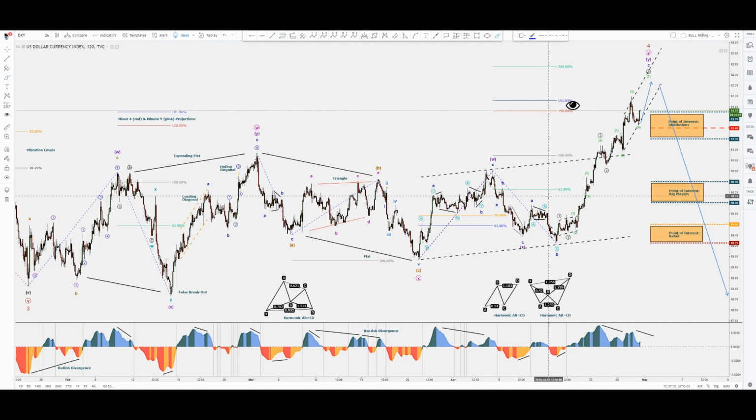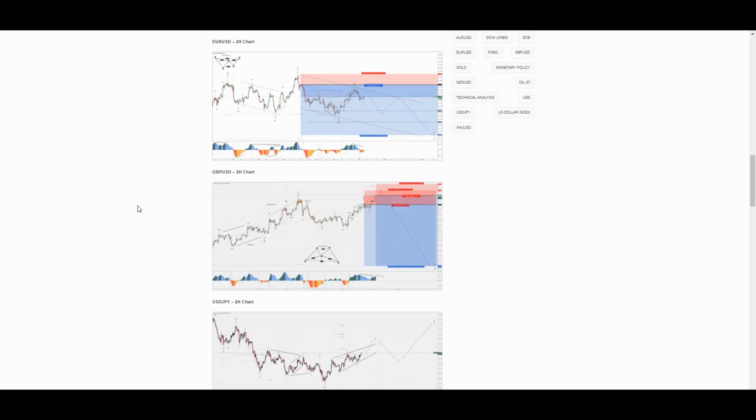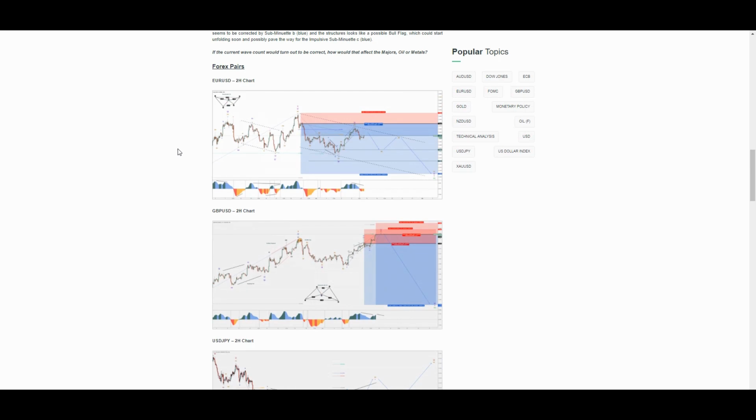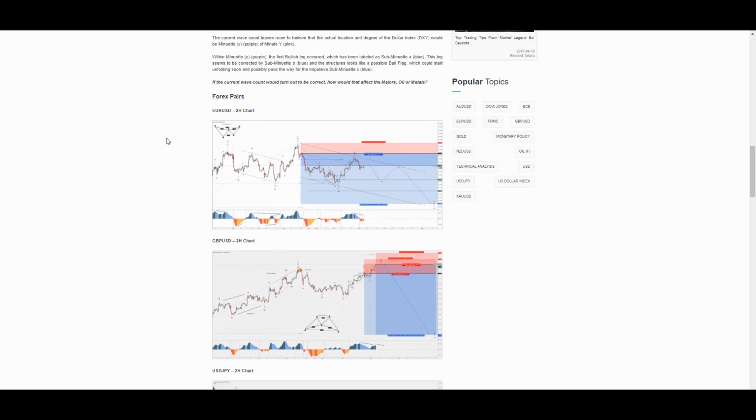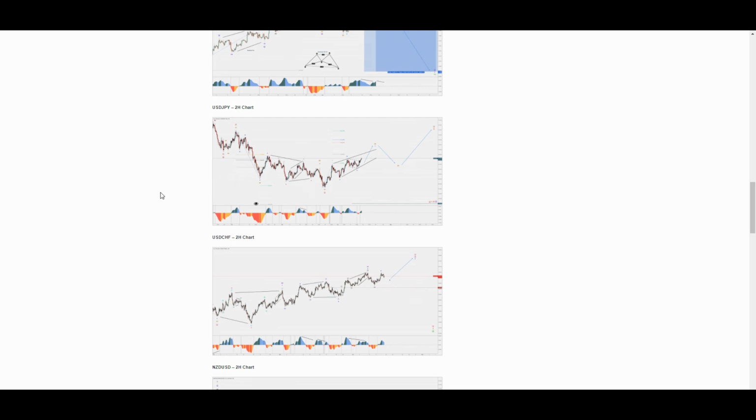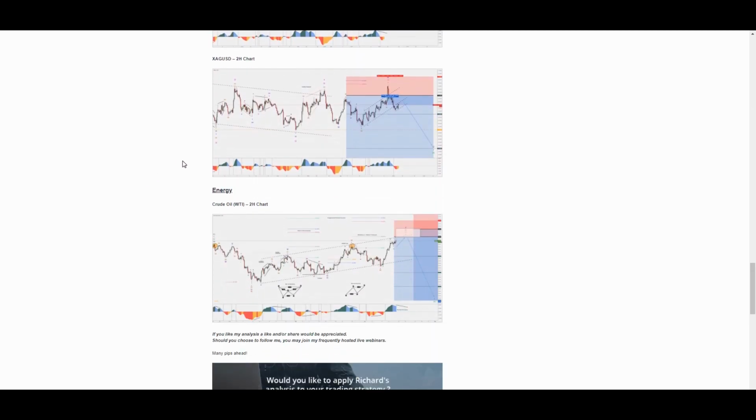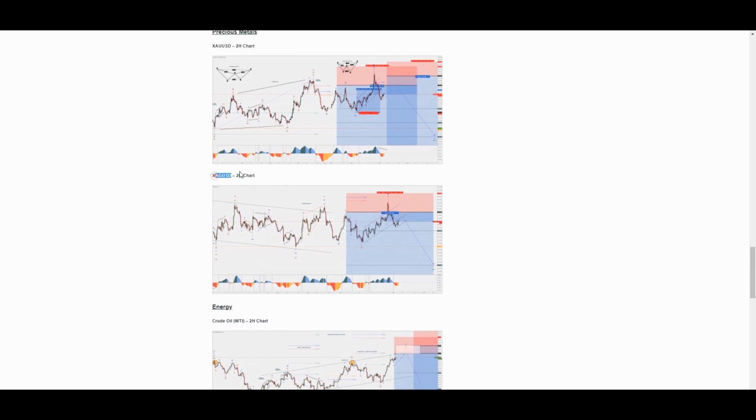So anyhow, the dollar indeed delivered this bullish rally. This basically translates into the analysis on the dollar itself posted back then, "Is the USD getting stronger," April 13th. It turned out to be correct. In this analysis, I was looking for possible downside on the EUR/USD, on the GBP/USD, upside for the USD/JPY, upside for the USD/CHF, downside for NZD/USD, and downside for metals as well. The only one which surprised was silver.